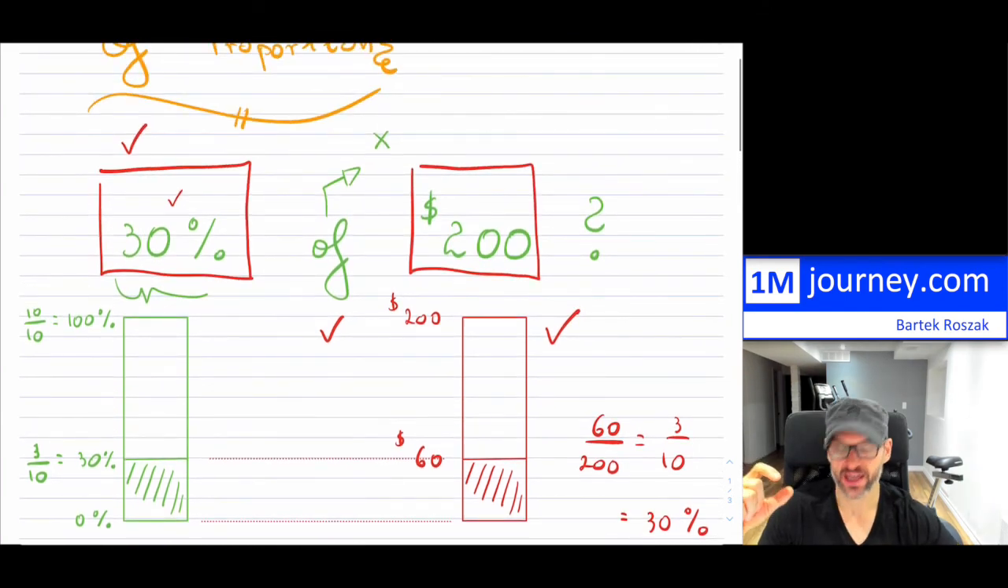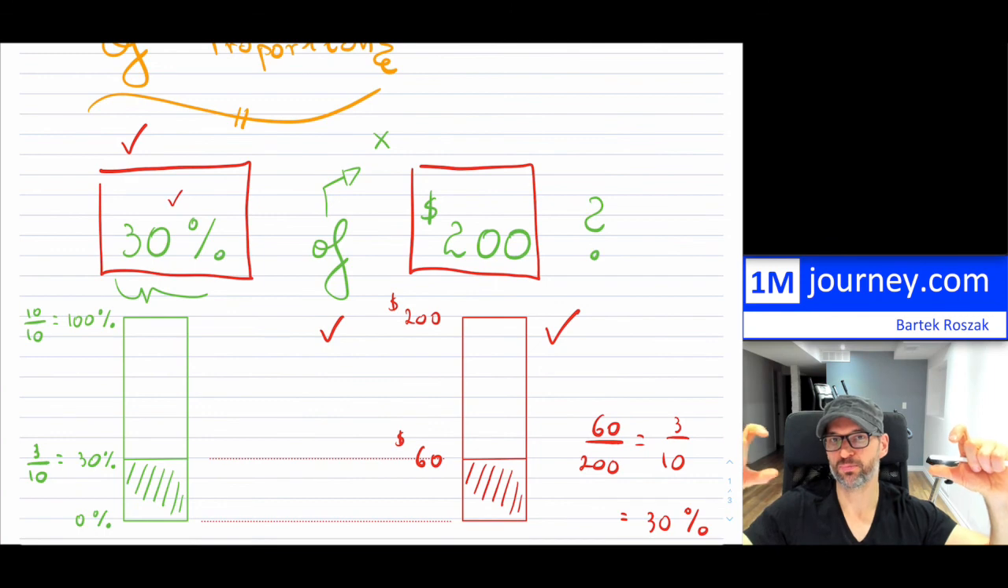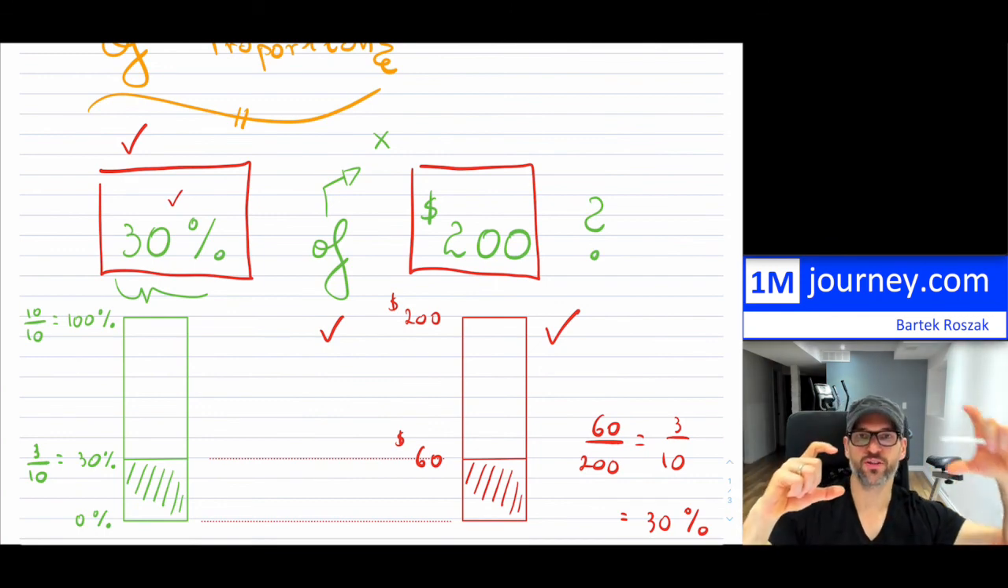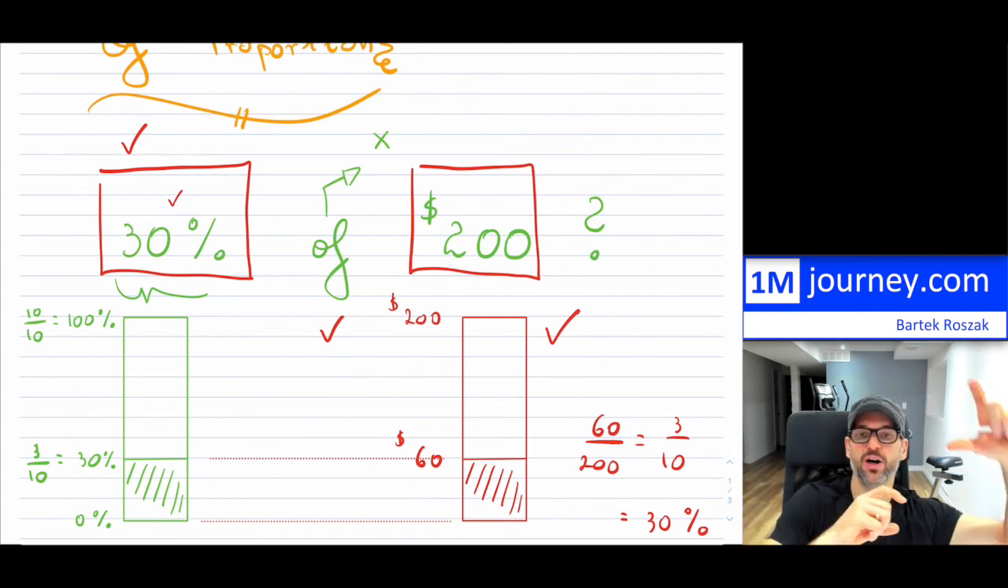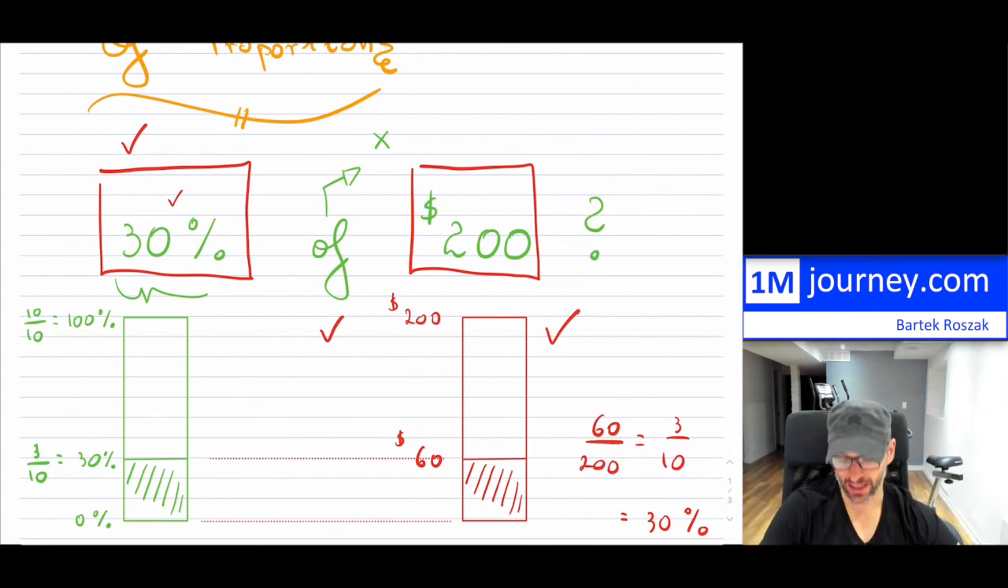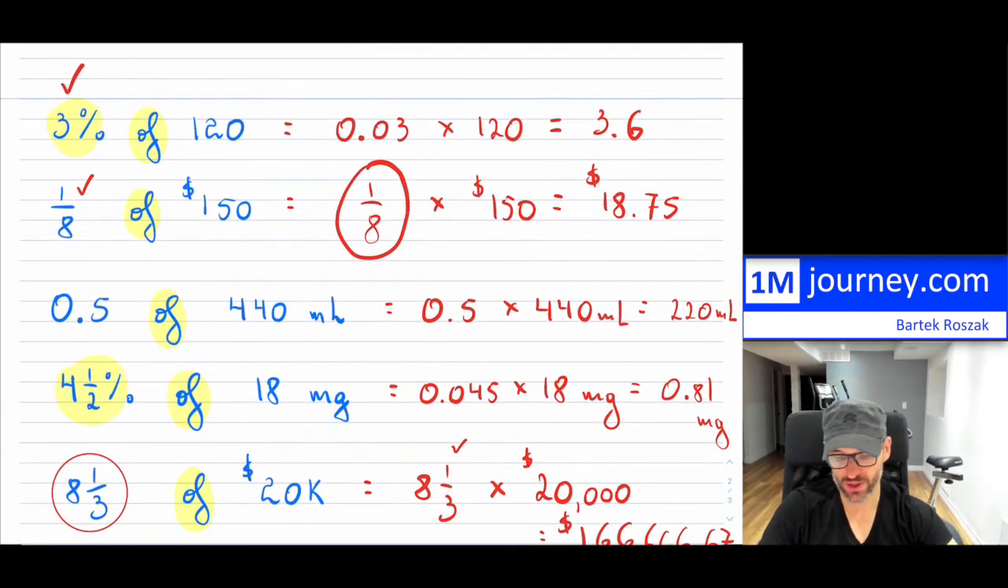So when they say 30% of 200, they say take a portion of the entire thing. And how much is that? Well, 30% turns out to be $60 of the $200. And you can do the same thing for all of these examples. So go through these on your own. And hopefully this has helped you to understand how to do these of proportions.